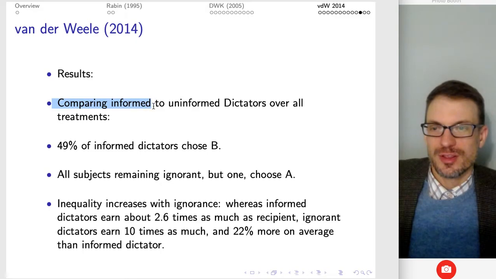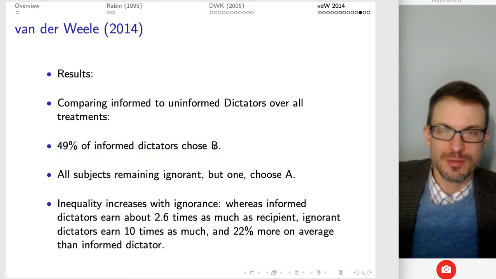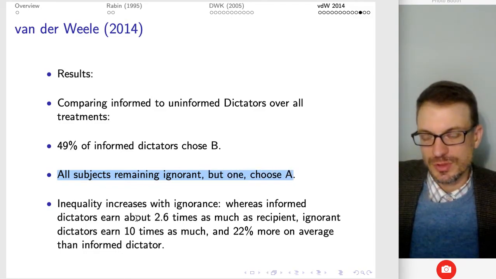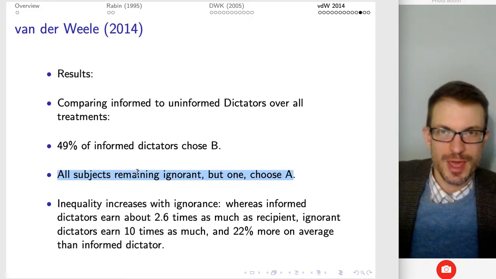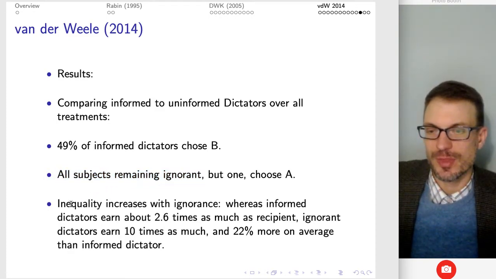All right, so comparing informed to uninformed dictators overall treatments, 49% of informed dictators chose B. So just less than half chose what would be the more equal distribution. All subjects remaining ignorant except for one chose A. So it seems by and large those who were choosing the 100 payoff or the 70 payoff, choosing their highest payoff, did so without regard for wanting to learn about what happened to the recipient.